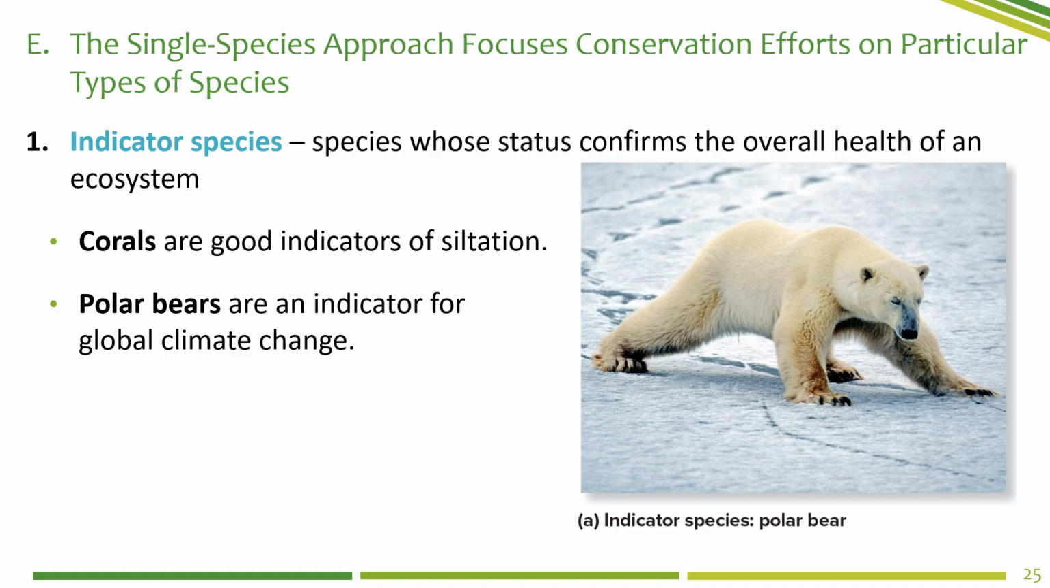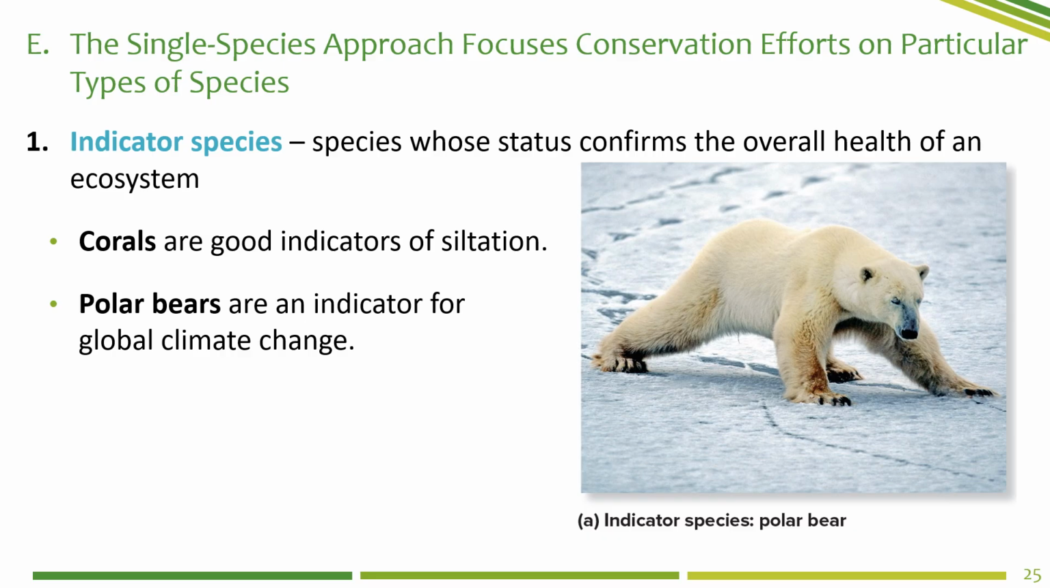So there are several different single species approaches to conservation. One is looking at and conserving indicator species. We'll also talk about umbrella species, flagship species, and keystone species. So some of these are going to sound a little bit similar, and the approach might actually be a little bit similar, but they all differ just a little bit.